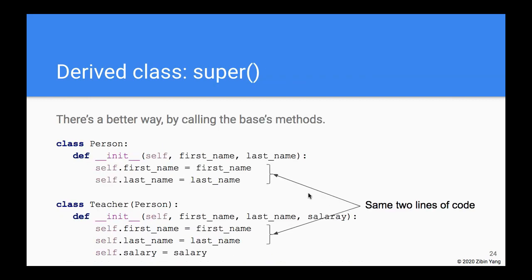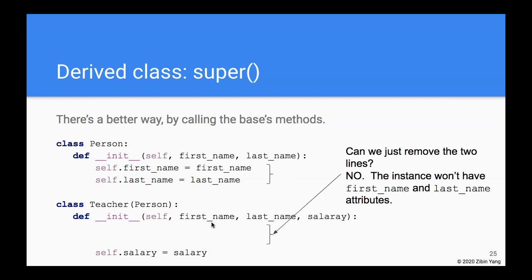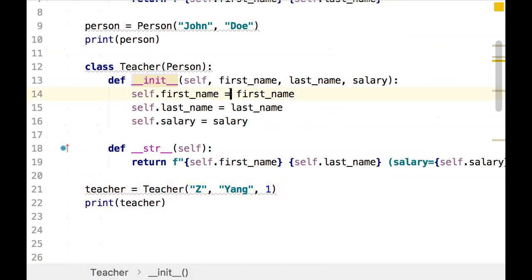Well, if you look at the definition of, for example, dunder init in both the person and teacher class, the first two lines of code are exactly the same, right? They are to create the first name and the last name attributes. Now, what if we just get rid of the two lines in the teacher's dunder init method? What if we just do that?